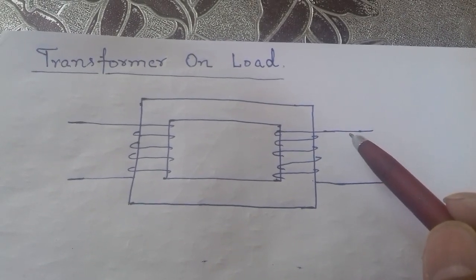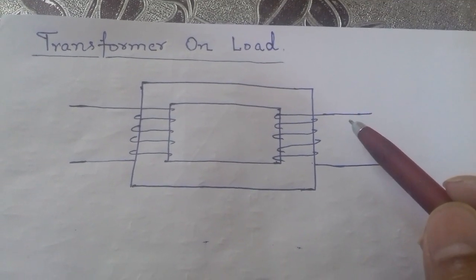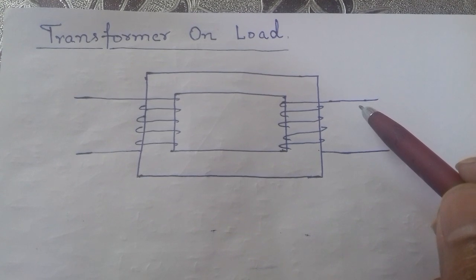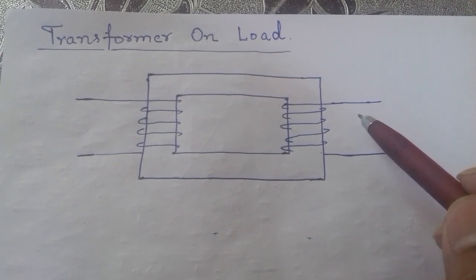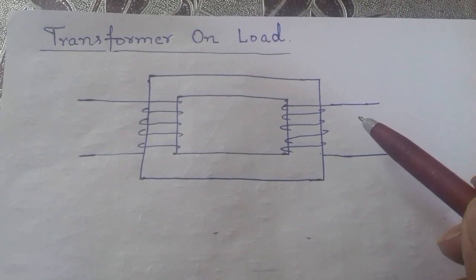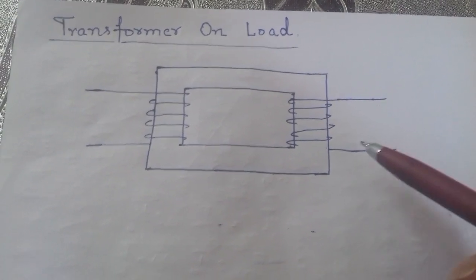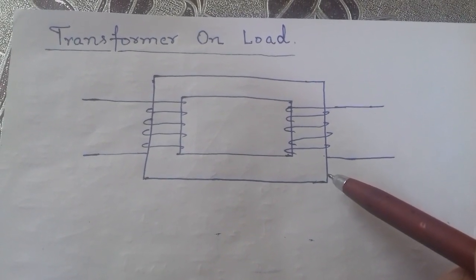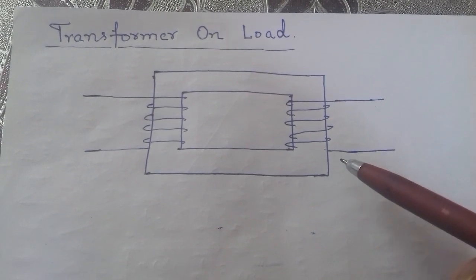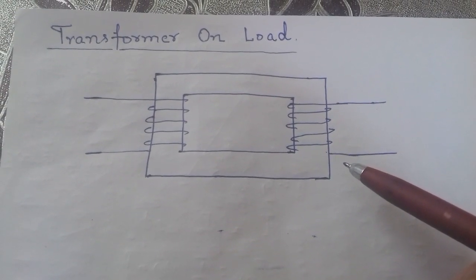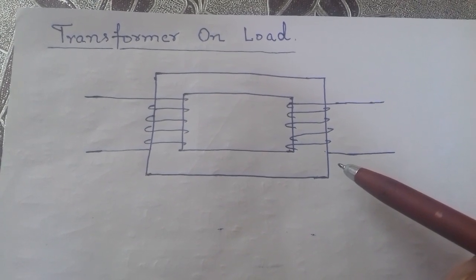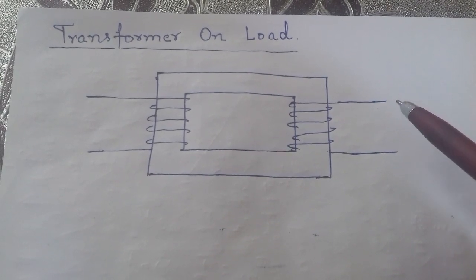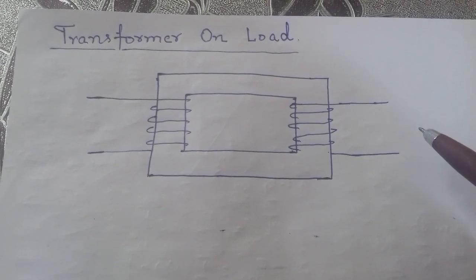Now this secondary current, which we denote by I2, will be in phase, or will lag, or will lead with respect to the secondary terminal voltage V2 if the load is non-inductive, inductive or capacitive. When the load is inductive, then the current I2 lags behind the voltage V2.